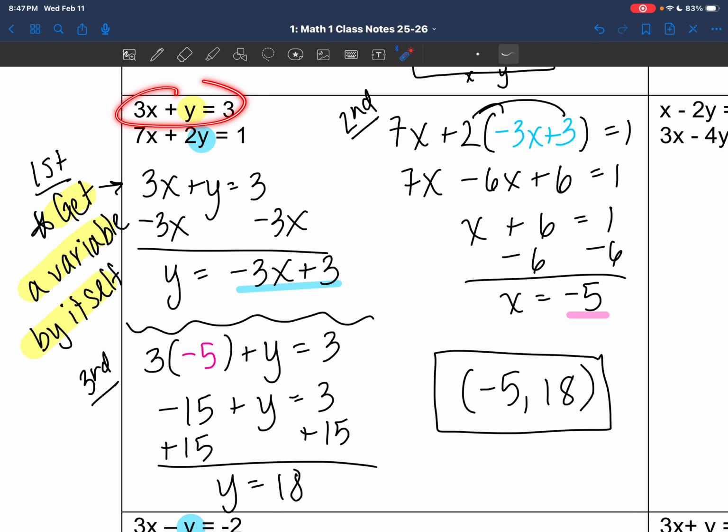So I'm going to take this equation and move it down here, and I'm going to write 3x plus y equals 3. Well, I want to get y by itself, so I'm going to subtract 3x from both sides.